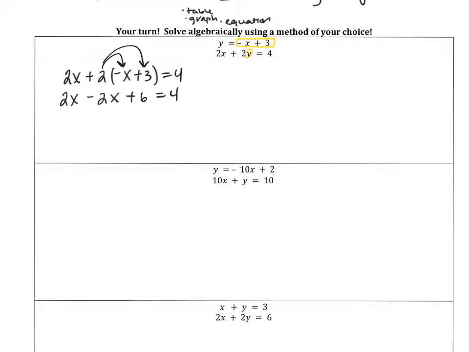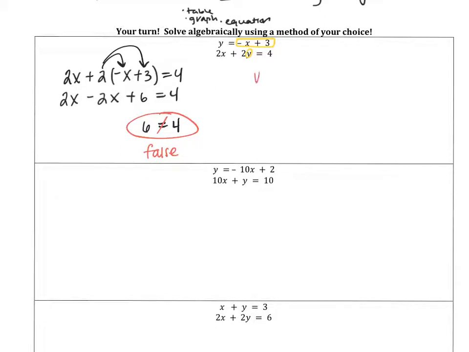2x minus 2x is 0. So then I get 6 equals 4. When you come down to something like this, that is a statement, you ask yourself, is this true or not? And this is not true. 6 does not equal 4.